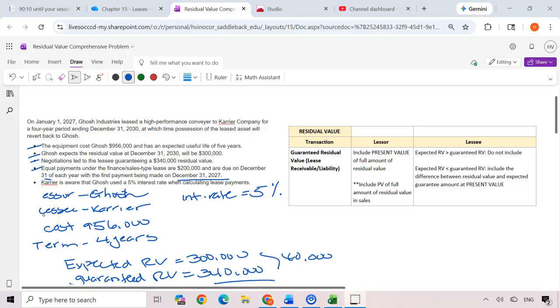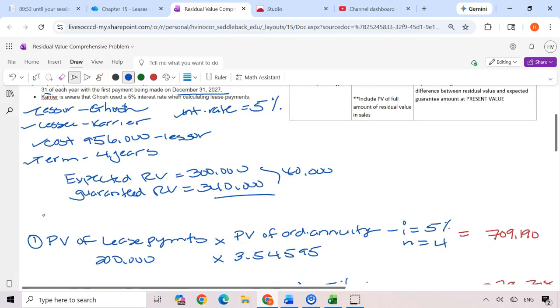The first thing I like to do is write down all the information just so I can see everything at a glance. These are all taken from the lessor video, so I'm not going to rewrite it. But I write down the lessor is Gosh, the lessee is Carrier, the cost of the asset being leased is $956,000. That only comes into play on the lessor side of things, so we will not use that information in this video. The term of the lease is 4 years, and the interest rate is 5%. Additionally, we are told that the expected residual value, that's what RV is, $300,000, and the guaranteed residual value is $340,000.